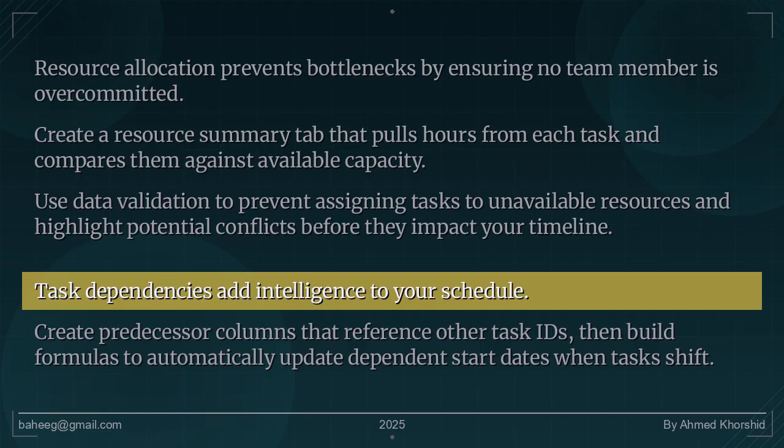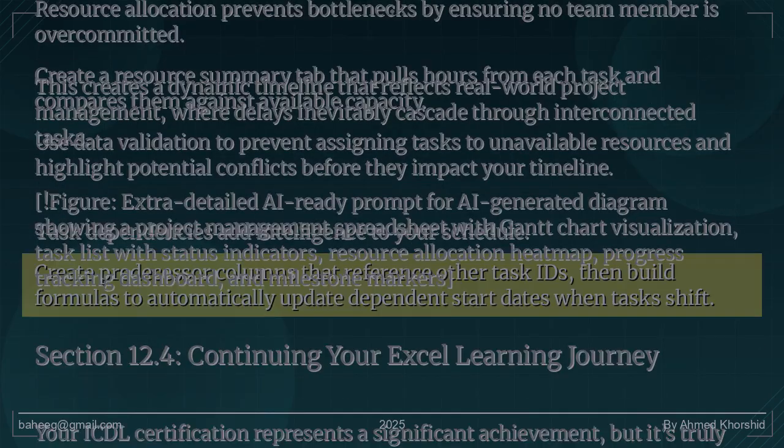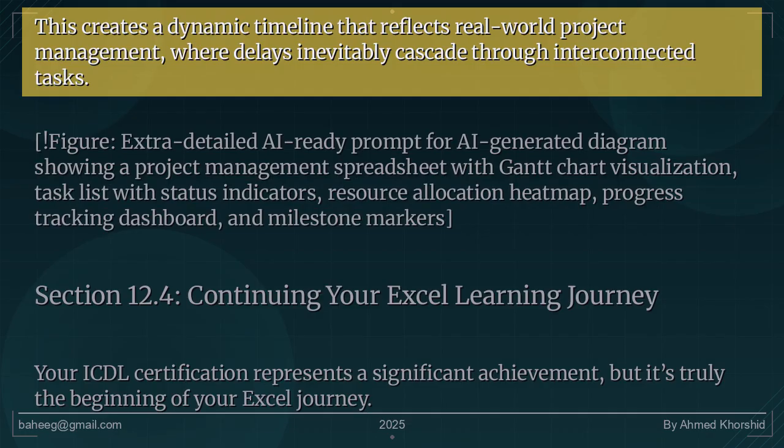Task dependencies add intelligence to your schedule. Create predecessor columns that reference other task IDs, then build formulas to automatically update dependent start dates when tasks shift. This creates a dynamic timeline that reflects real-world project management, where delays inevitably cascade through interconnected tasks.